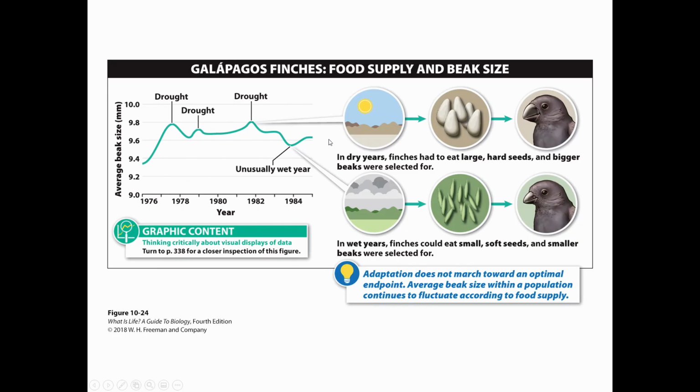And the reason being is that in the dry years, finches had to eat the large hard seeds. And so a bigger beak was helpful if you had to eat large hard seeds, because the big beak could grasp these seeds, break them open, and get the yummy contents.